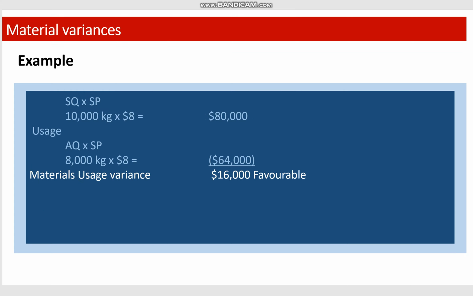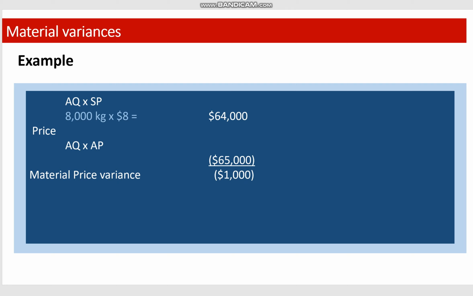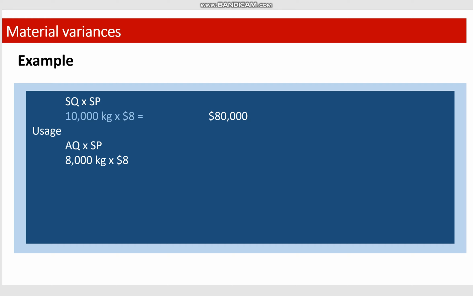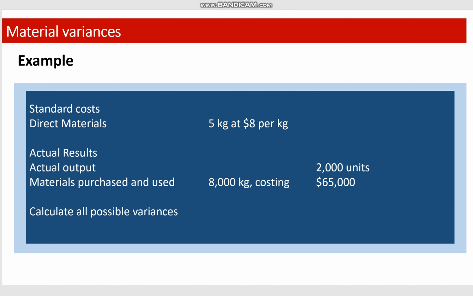Okay. So coming back, 64 minus 65, negative 1000 is the adverse. But why is it adverse? Well, simply the idea is the actual price paid was a little bit more than the standard price. If you fancy, I can take you back to the question. Here are my slides for the question. Now standard price was $8 per kilo. And what do you think the actual price paid was? Well, actual price paid is here.